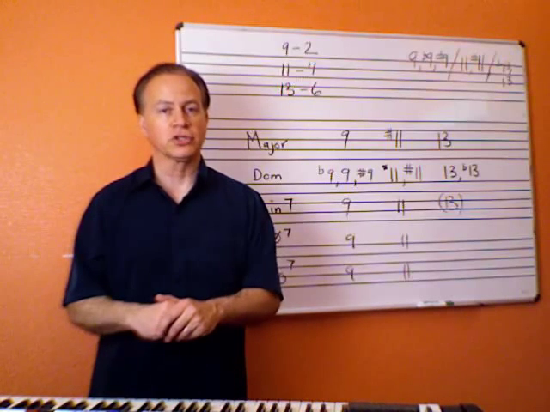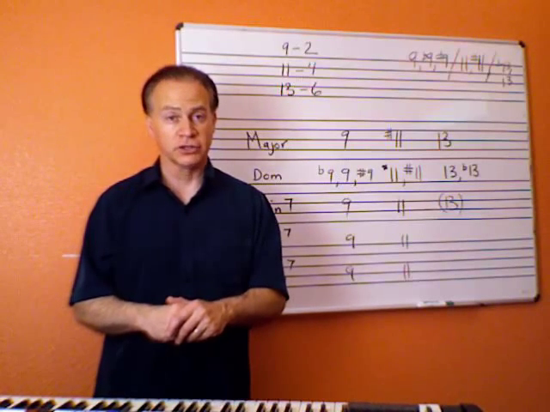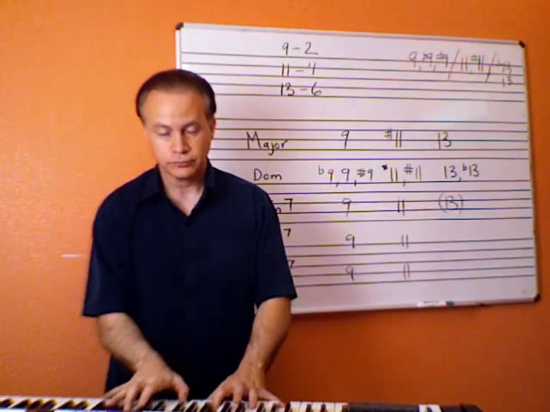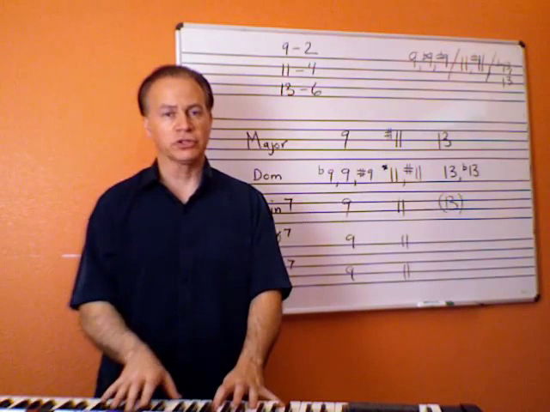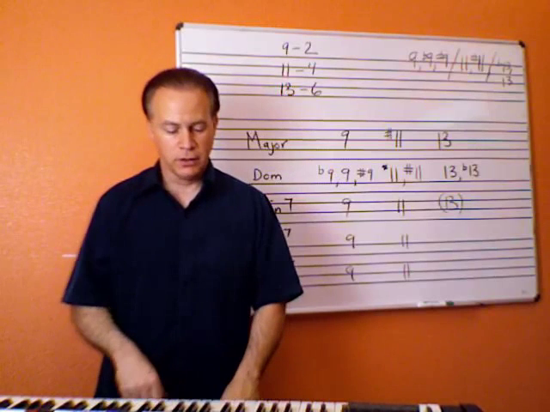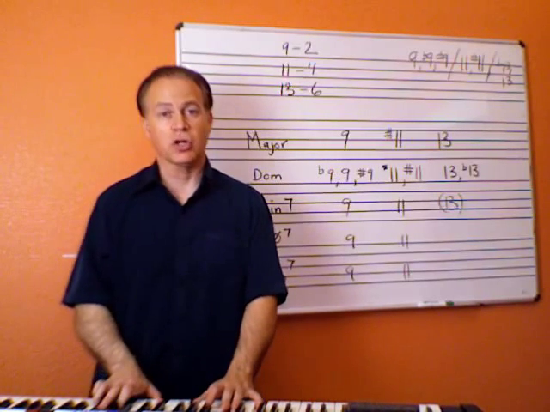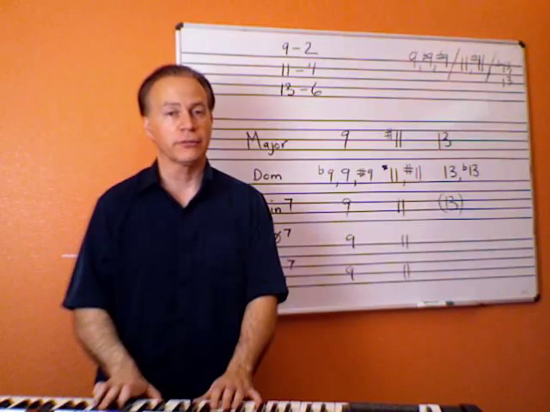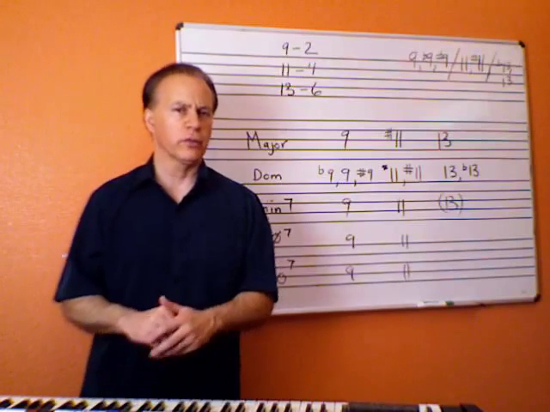There's a dominant 7 with a flat 9 and a sharp 11 and a 13. There's a G7 with a sharp 9 and a sharp 5. Sometimes it's just called an alt chord. There's another B7 with a sharp 5 and a sharp 9. We can do almost anything we want.